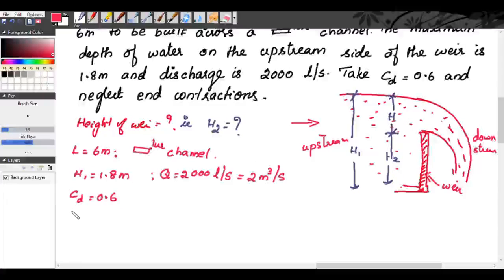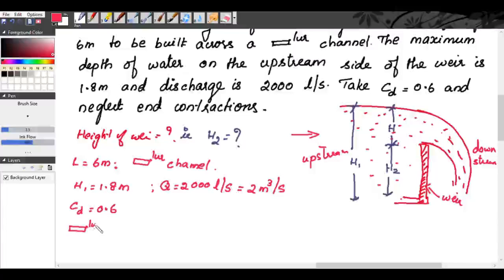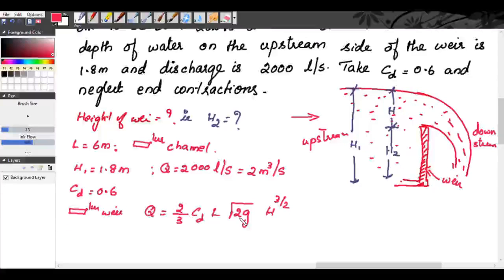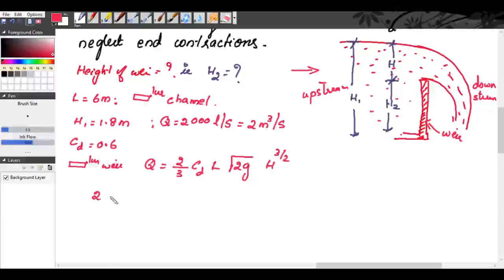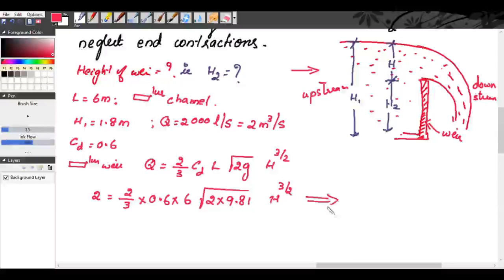So, for a rectangular weir, we know the formula Q is equal to 2 by 3 CD into L into root of 2G into H raised to 3 by 2. So Q is given as 2 meter cube per second is equal to 2 by 3, CD is given as 0.6, L is 6 meter, into square root of 2 into G is 9.81, into H raised to 3 by 2. The only unknown is H, from which we will get H is equal to 0.328 meter.